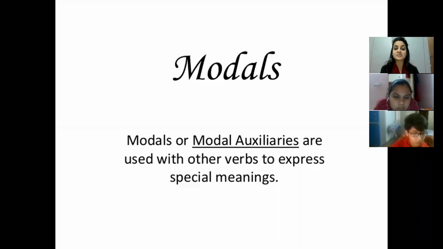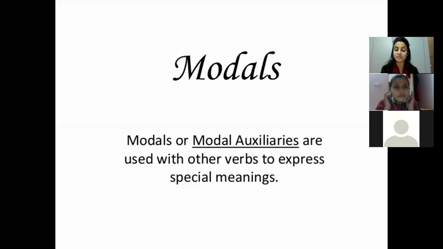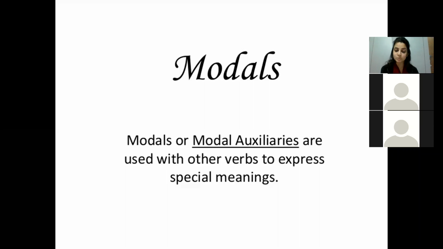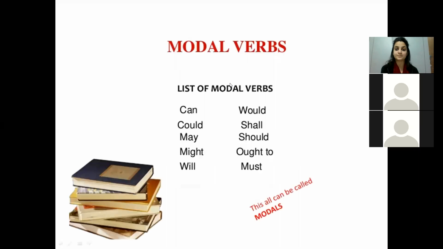Modals or auxiliaries are used with other verbs to express special meanings. If I say, you must do it, fine. So we could have used anything else also with you, but we used must. It means there is a special purpose of using this must. Fine. So you must do this. It means you should. It is an obligation that you have to do this work anyhow. So modal auxiliaries are used with other verbs to express special meanings.